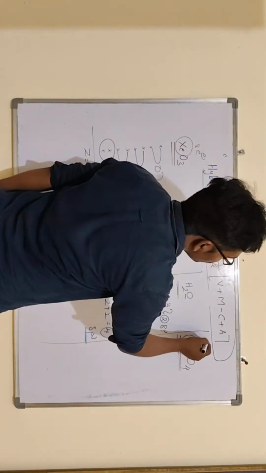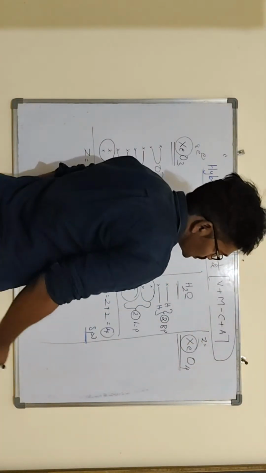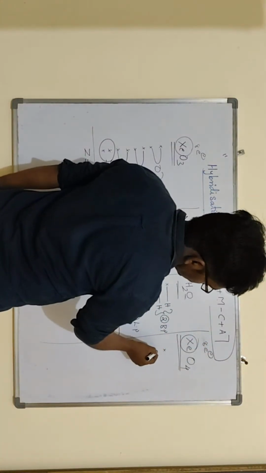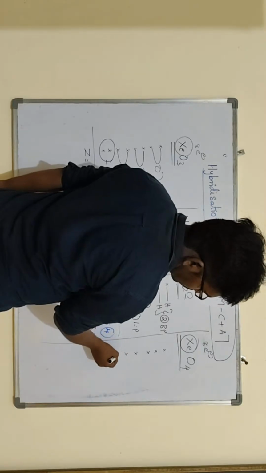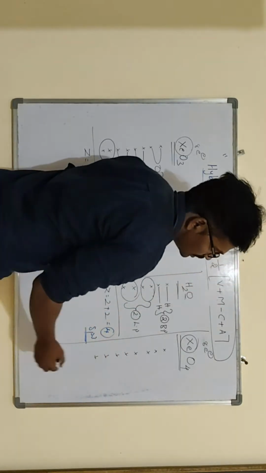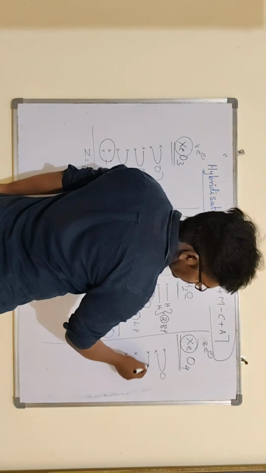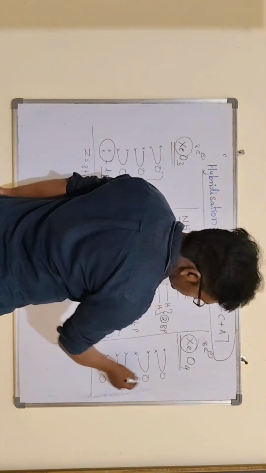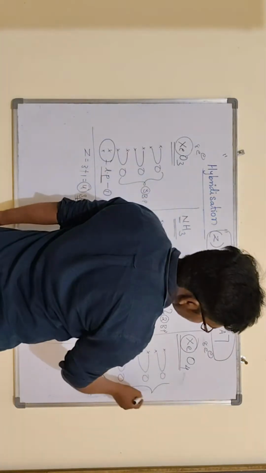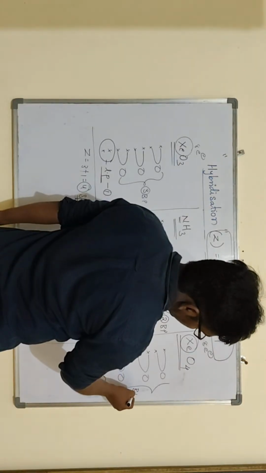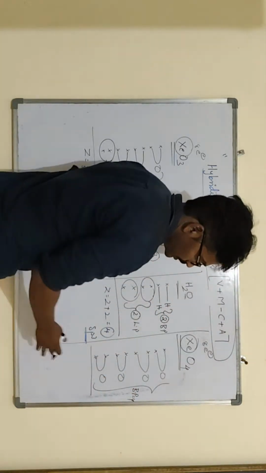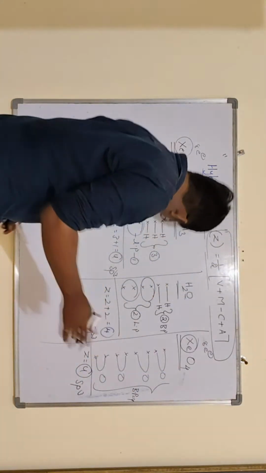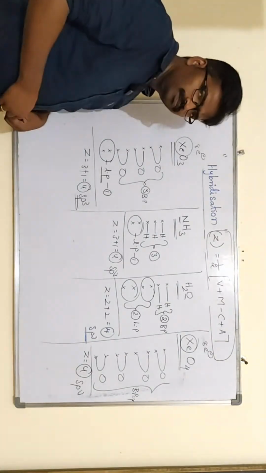The next one, XeF4. Xenon belongs to the 18th group elements, so 8 electrons are present: 1, 2, 3, 4, 5, 6, 7, 8. So 4 fluorine atoms are there. Each one takes 2 electrons. Total bond pairs are 4. Lone pairs are 0. So Z value is equal to 4. Once 4 is there, sp3 hybridization. Observe it. All these are sp3 hybridization only.